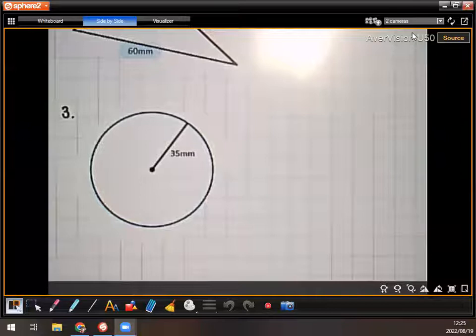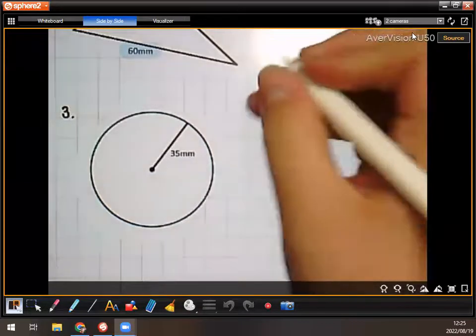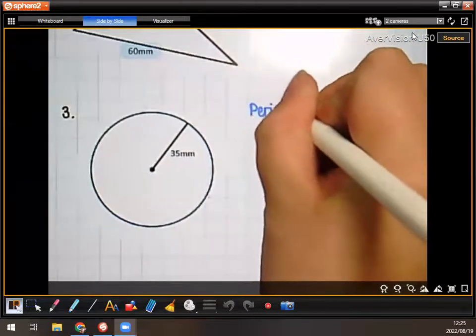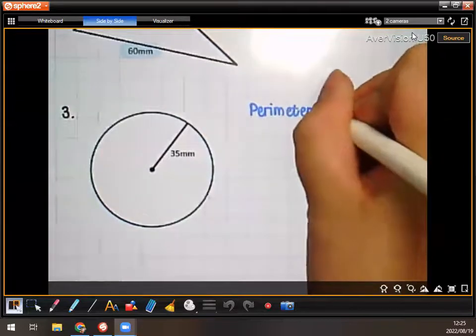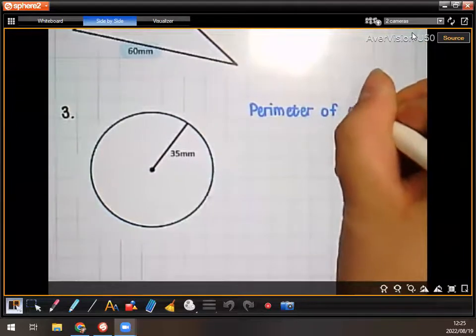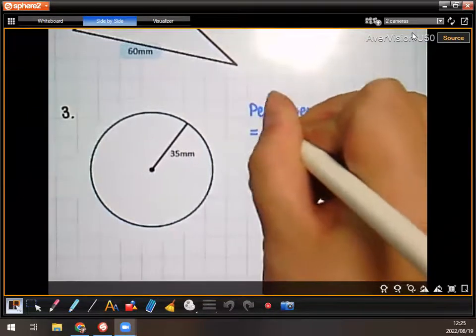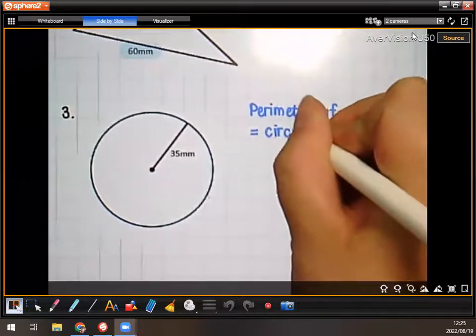All right, guys, number 3. Now this is a circle. Now we don't actually say that a circle has a perimeter. It has a different word. Does anyone know what that is? Circumference. So just write here perimeter. The perimeter of a circle is actually the circumference.